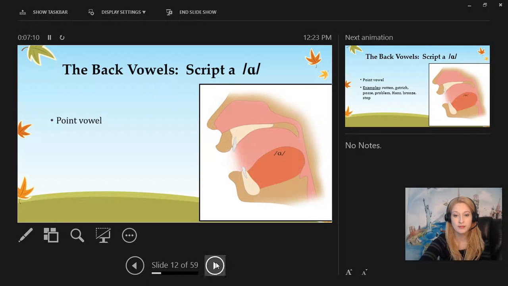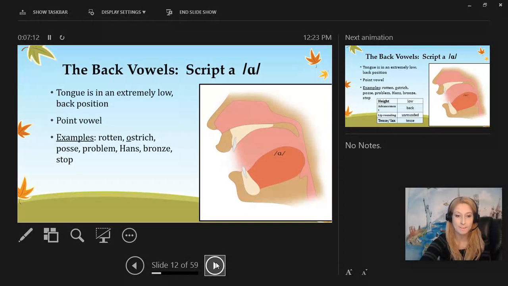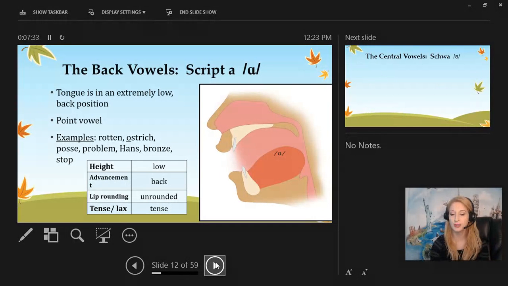Our next back vowel is the script A. The tongue is in an extremely low back position. Because of this extreme position, it is a point vowel. Some examples are raw, the aw sound, rotten, ostrich, posse, problem, Hans, bronze, and stop. Again, the tongue height is low, back, the lips are unrounded, and it is tense.